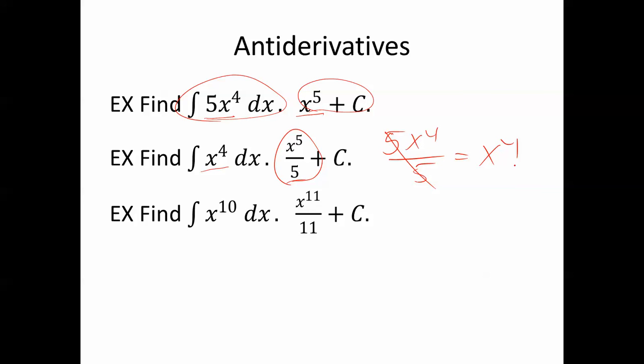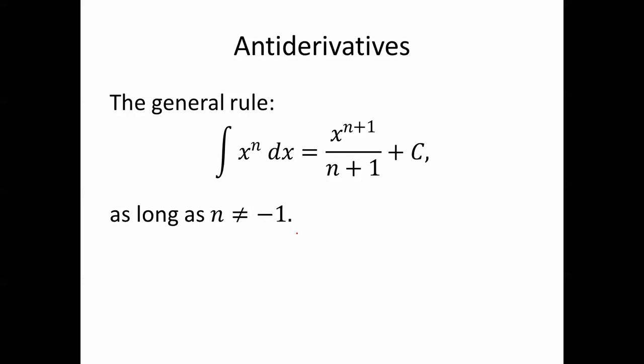And in the same way, the antiderivative of x to the 10th is going to be x to the 11th over 11 plus c. The general rule is that the antiderivative of x to the n is x to the n plus 1 over n plus 1 plus c, as long as n does not equal negative 1. Because if n is negative 1, then the denominator is 0, and that makes no sense.